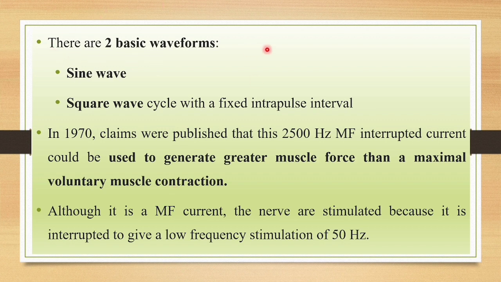And there are two basic waveforms in Russian current. First one is the sine wave or sinusoidal wave. Second one is the square wave. The square wave cycle has a fixed intra-pulse interval.